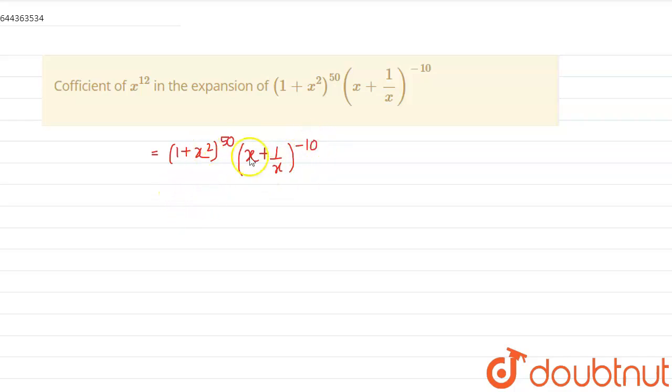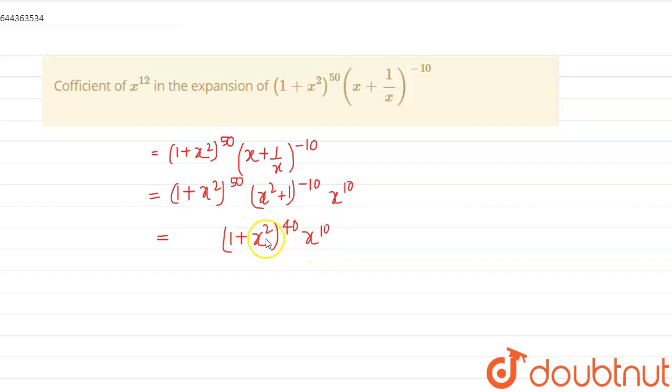So this is nothing but, here we can take the LCM. So this will be (1 + x^2)^50 into (x^2 + 1)^(-10) into x^10. So these powers will add up. So this will be (1 + x^2)^40 into x^10. So we can consider this and find the coefficient for x to the power of 12, and in the coefficient, we can just multiply it by x to the power of 10.